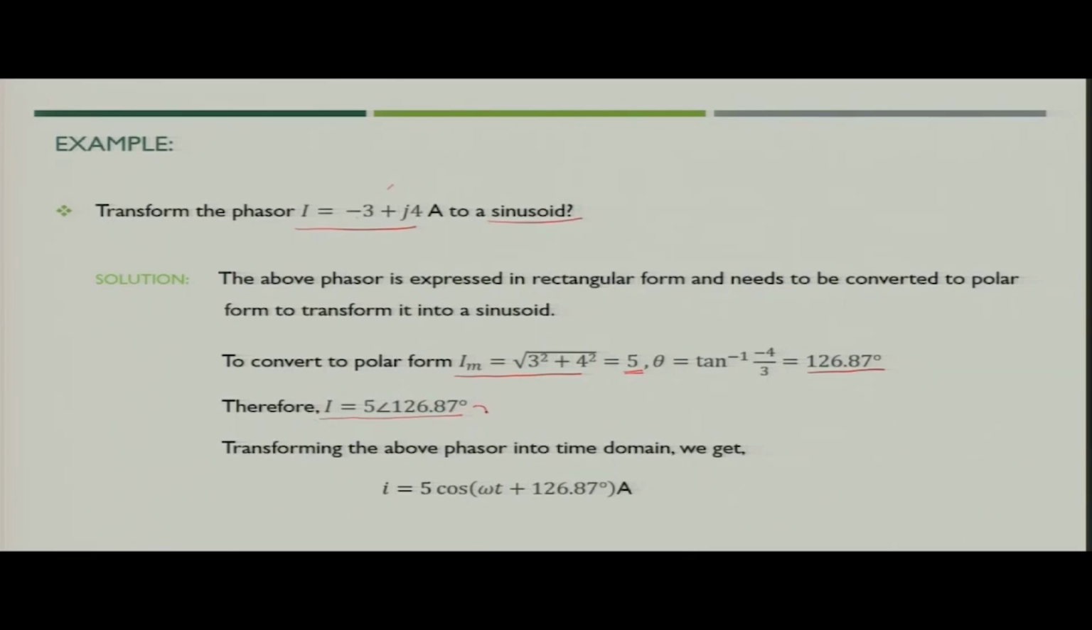Now, it is very easy to transfer the phasor into a sinusoid. You just put this value in place of the amplitude and this as the phase angle. So finally, I is equal to 5 cos(omega t plus 126.87 degree). So, with this we close our today's session. Thank you very much.